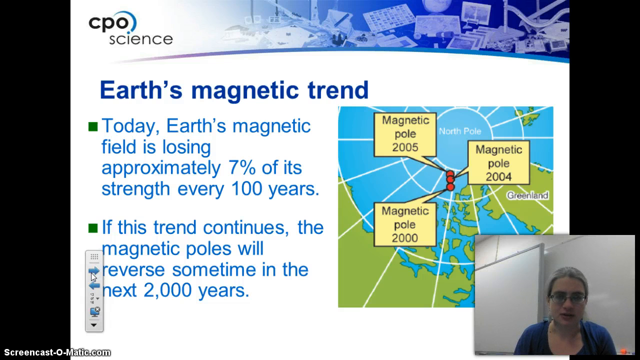However, Earth's magnetic field is changing. Just like the shifting of the currents inside the Earth, it's shifting enough that if you have a very old map, the declination difference between true north and magnetic north might be different. Today, Earth's magnetic field is losing approximately 7% of its strength every 100 years. If this trend continues, the magnetic poles will reverse sometime in the next 2,000 years. Here you see 2005, 2004, and 2000, so it's shifting around a little bit. And notice where our North Pole is versus our magnetic North Pole.